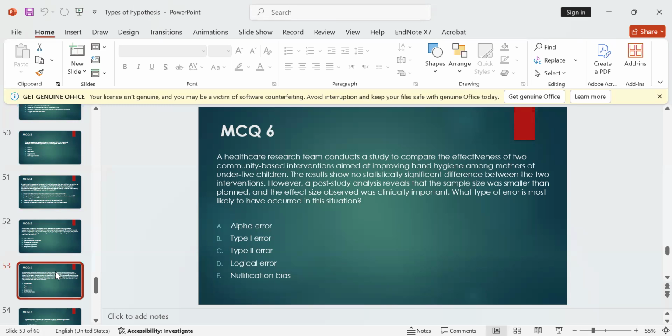The answer is C, type 2 error. MCQ number 7.